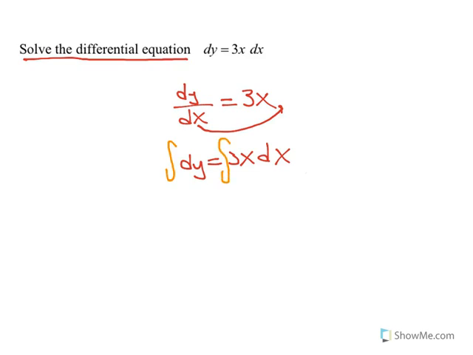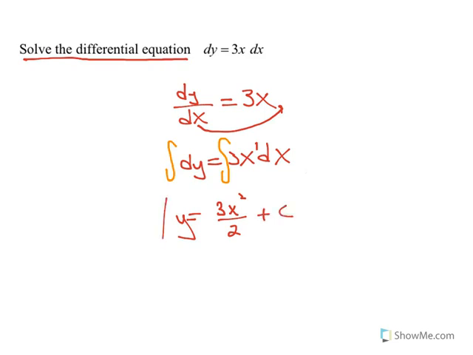So the antiderivative of 1 dy should be y, because the change in y would be dy. So there's your antiderivative of 1 dy. And for your antiderivative of the 3x, you want to reverse your power rule. Right now we have a power of 1, so we're going to go up to 2. We're going to go up a power and divide by that power. So it's going to be 3x squared, and then divide by the new power. So that's reversing your power rule, and then don't forget your plus c.